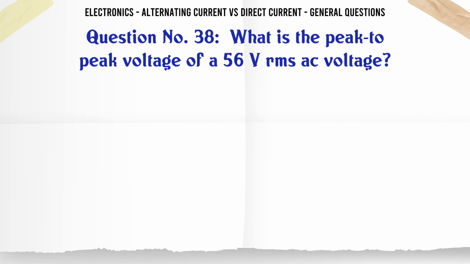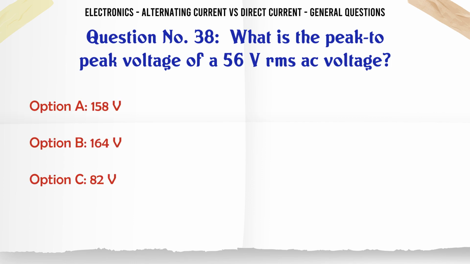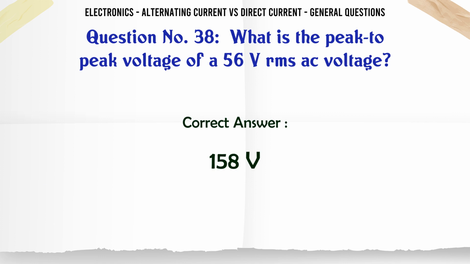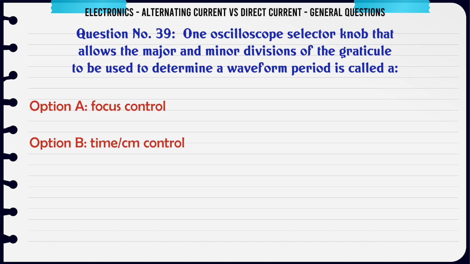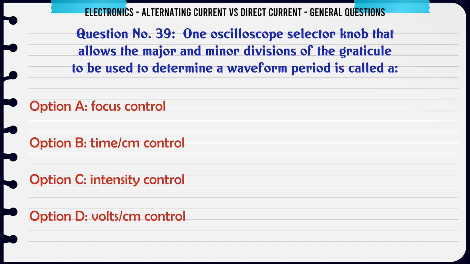What is the peak-to-peak voltage of a 56 V RMS AC voltage? A. 158 V. B. 164 V. C. 82 V. D. 79 V. The correct answer is 158 V.